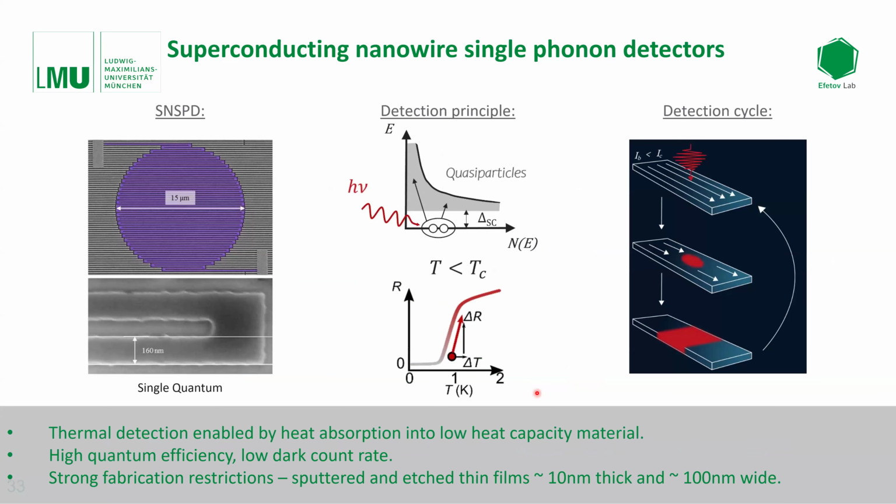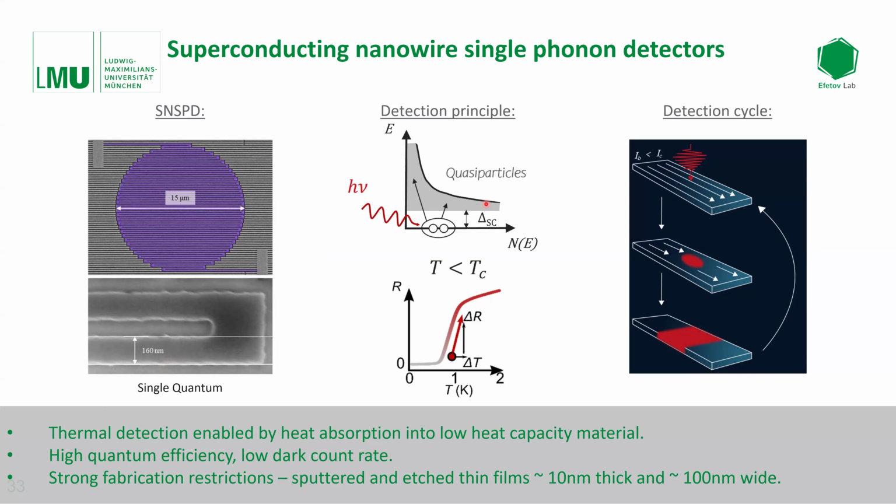And so here this principle of single photon detection relies on a very reduced thermal heat capacity of superconducting thin films. And this is a commercial technology for visible or near-infrared wavelengths, where people basically cut out nanowires of superconductors, which are very narrow, on the order of 100 nanometers, and very thin, to reduce the heat capacity in such a strip.